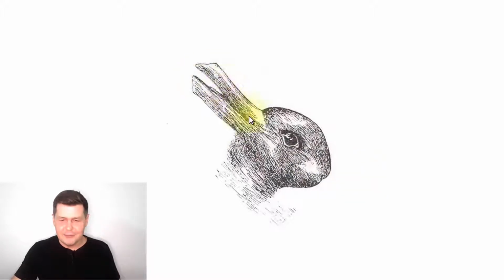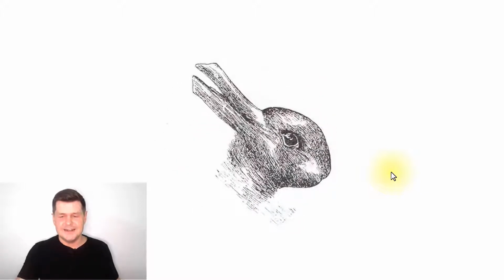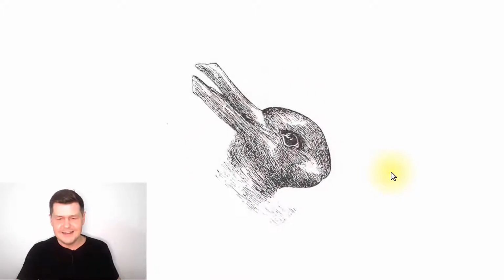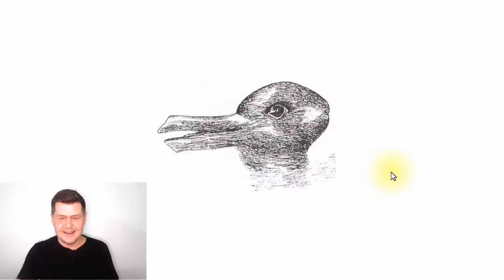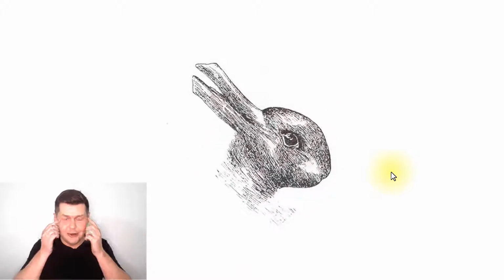Here are the rabbit's ears. So this could either be a duck or it could be a rabbit. So depending on how we look at it, it could be a duck or it could be a rabbit. So duck, rabbit, duck, rabbit. Which is it? It depends on how we look at it.